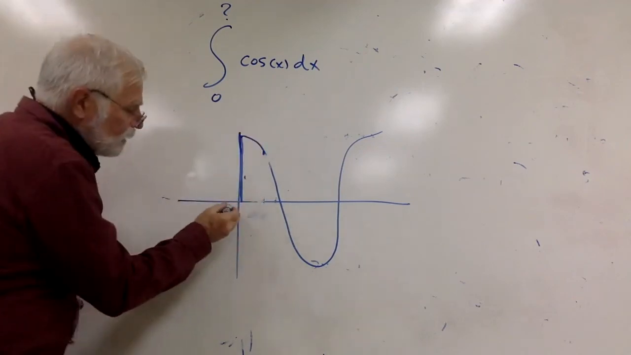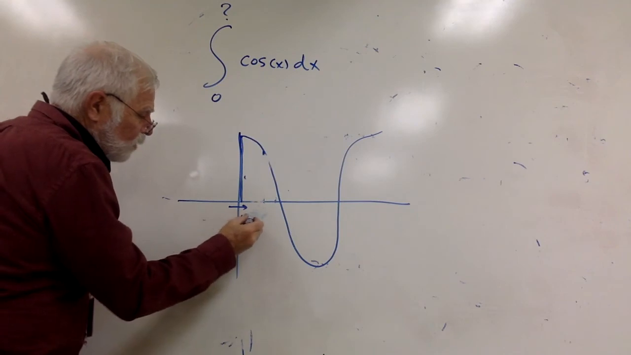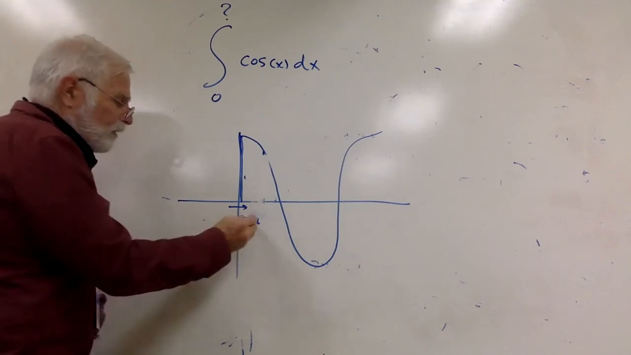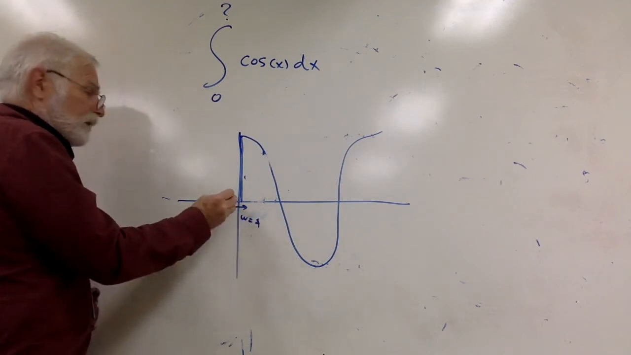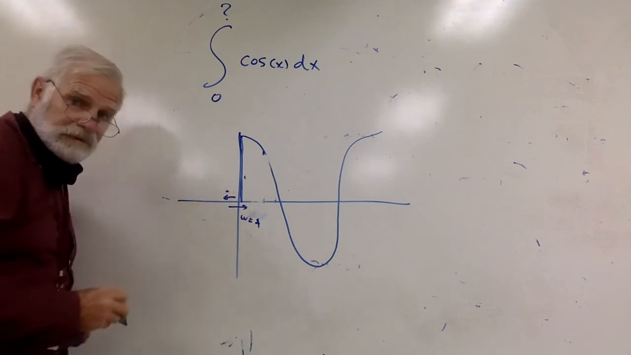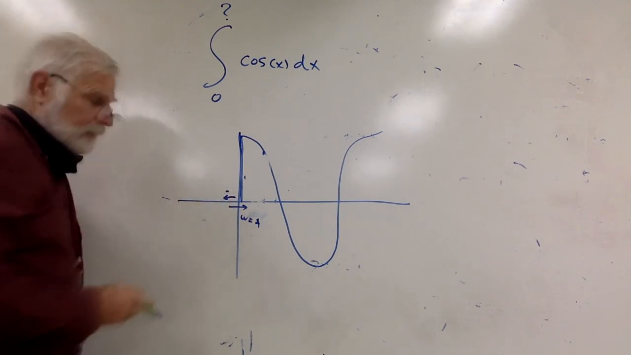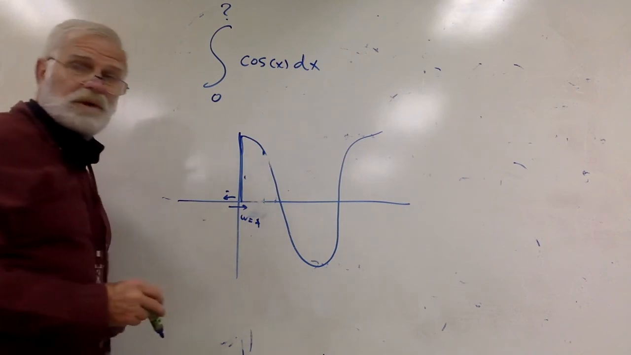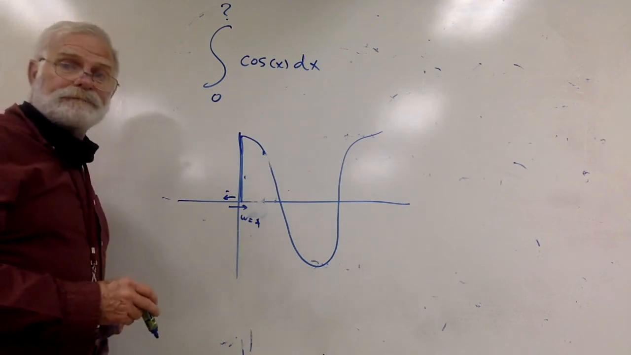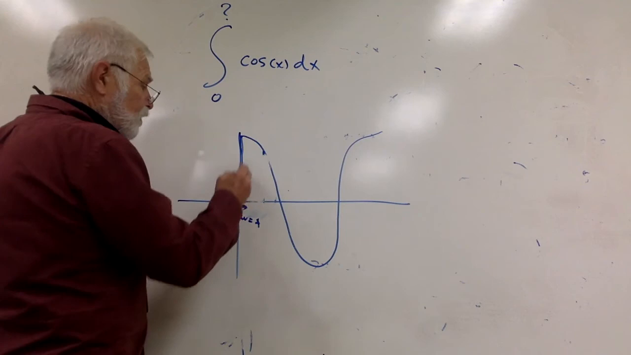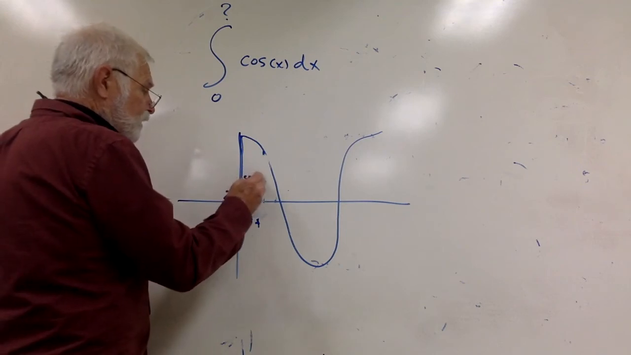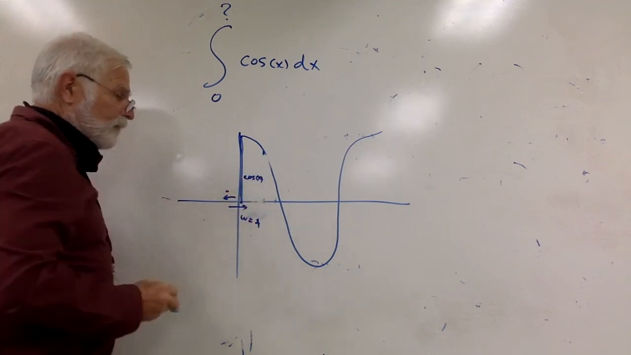Okay, I'm looking to the right. That means my width is a positive width. If I look to the left, it's actually negative, x2 minus x1 would be negative. All right, and I'm looking up, and the height is the cosine of whatever x value I'm picking.